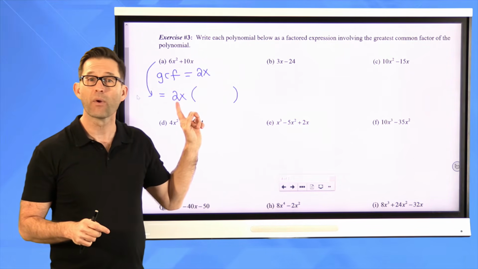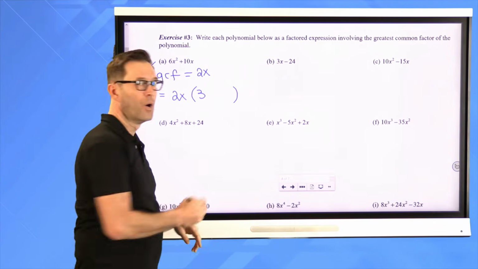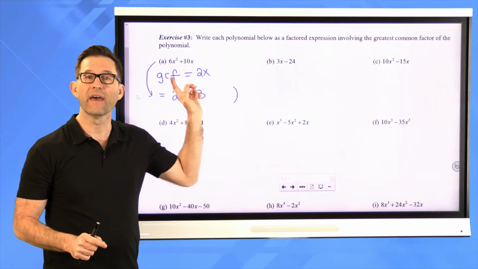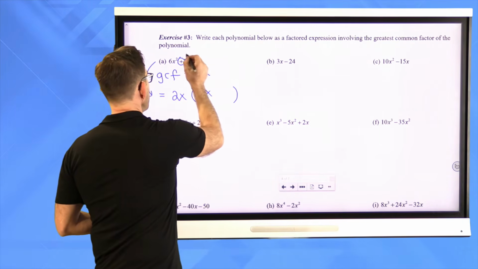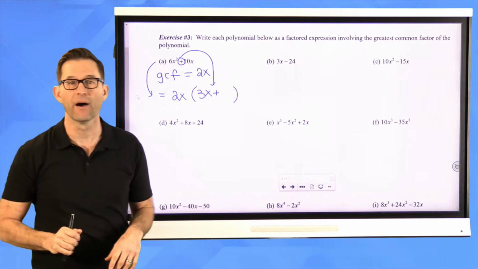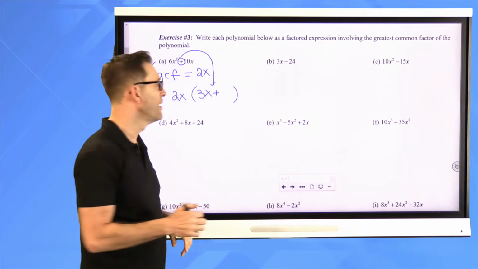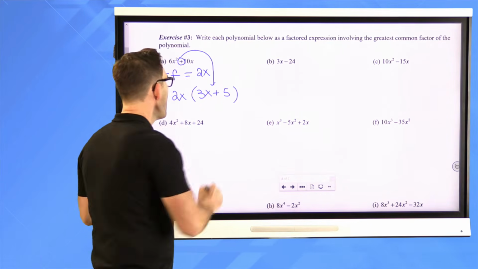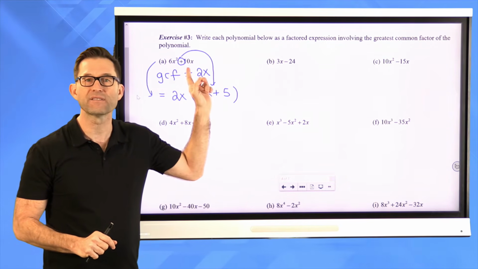Well, first, what would I multiply 2 by to get 6? That would be 3. What would I multiply x by to get x squared? That would just be x. Then my plus comes along for the ride. It's not like that's going to change to minus right now. Now I think, what would I multiply 2 by to get 10? That would be 5. And the x comes along for the ride, right? 2x times 5 is 10x.